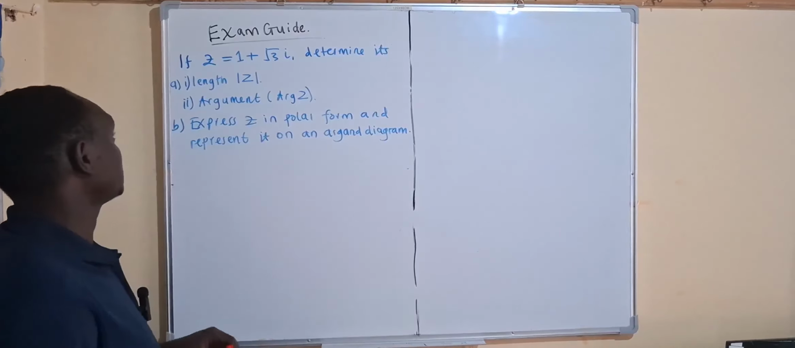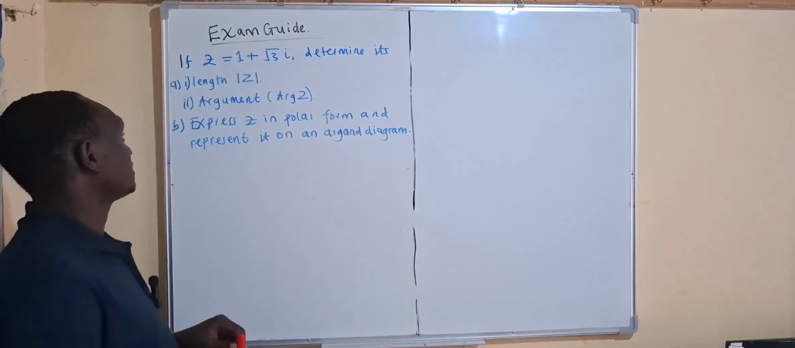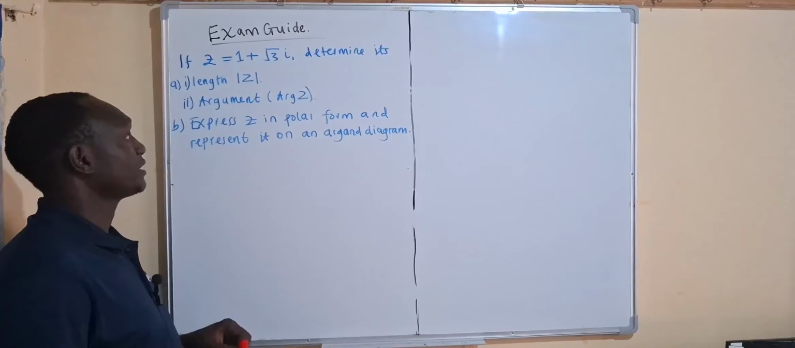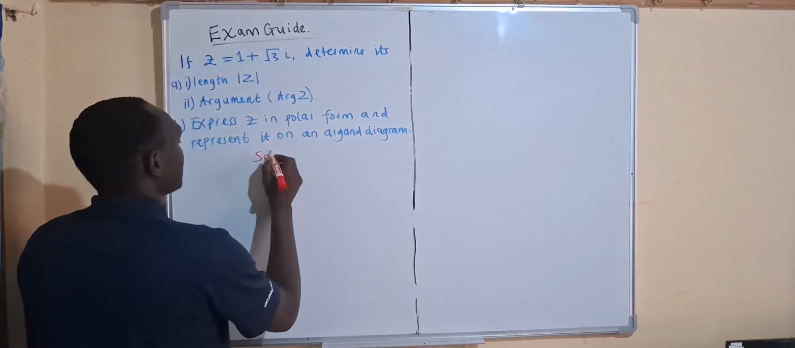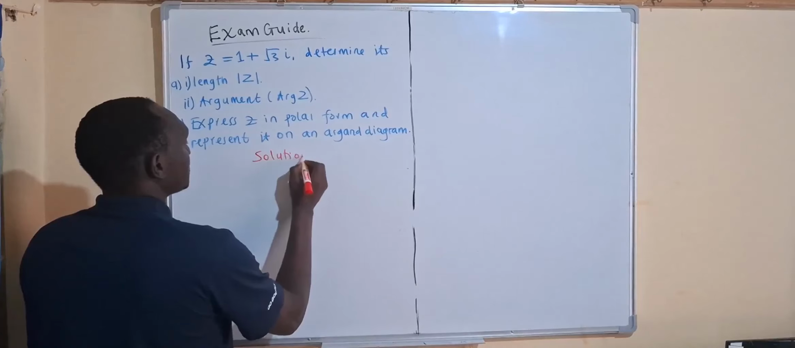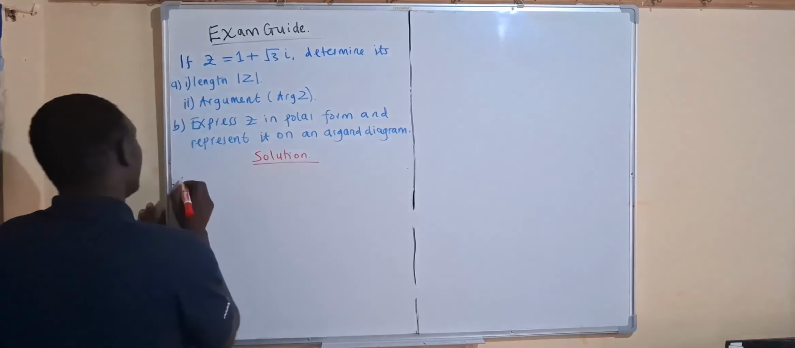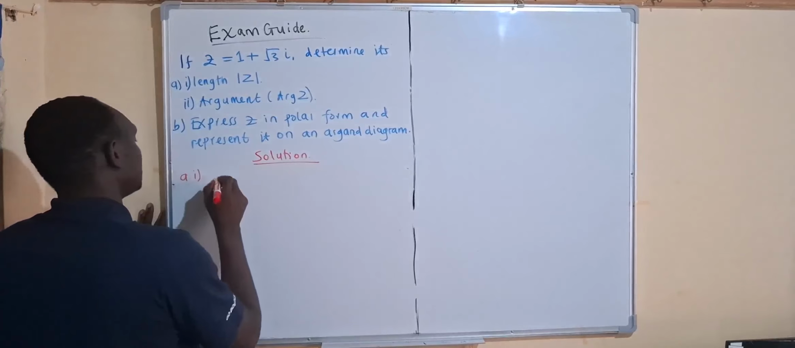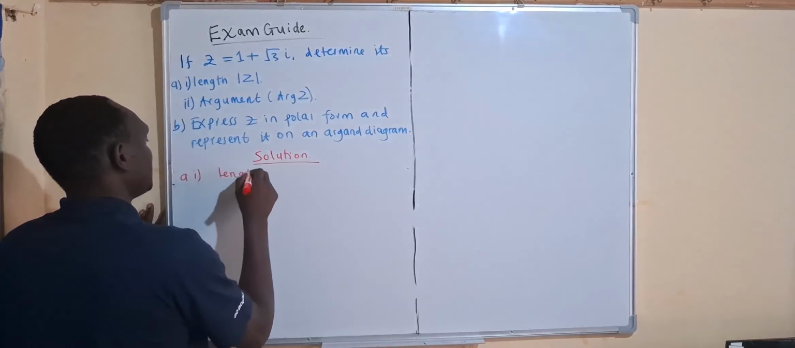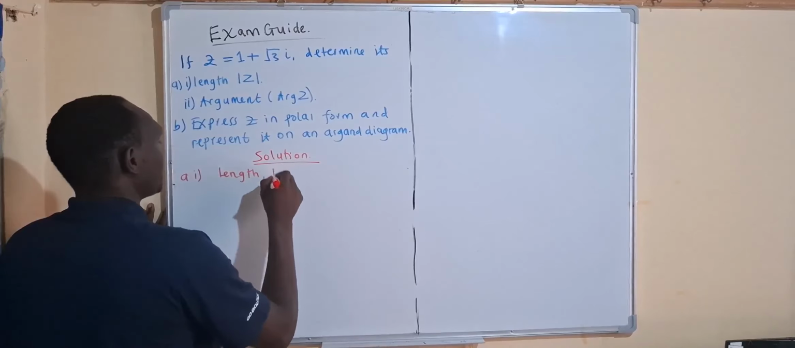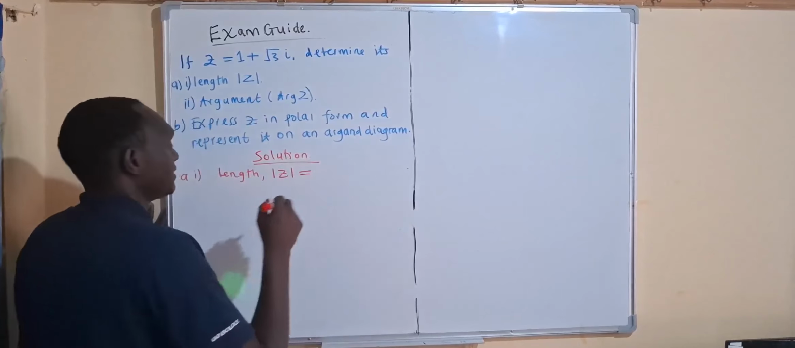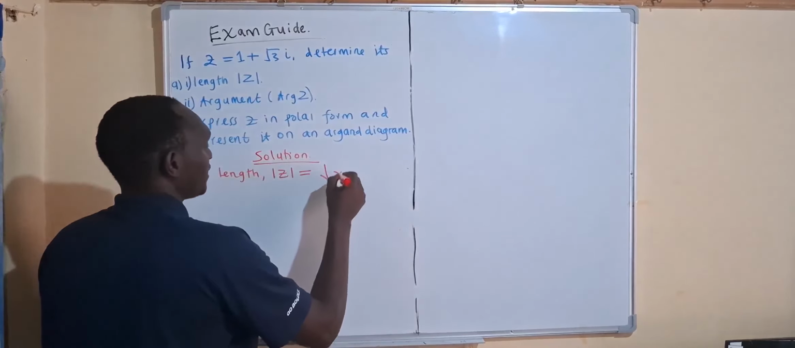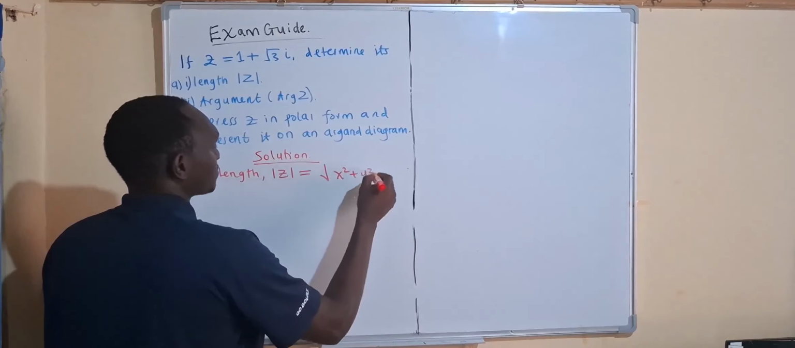Our question says that if z equals 1 plus root 3 i, determine its length. As you can see, this number is from complex numbers. So the solution would be for part A, Roman 1, the length, which is given by the magnitude of z. The formula is square root of x squared plus y squared.